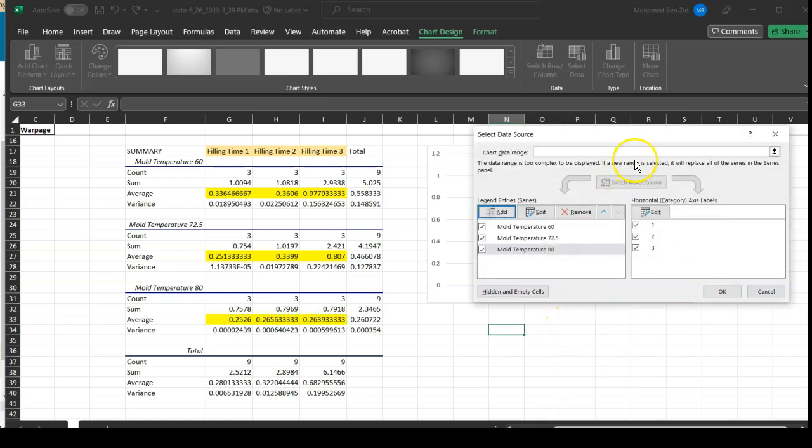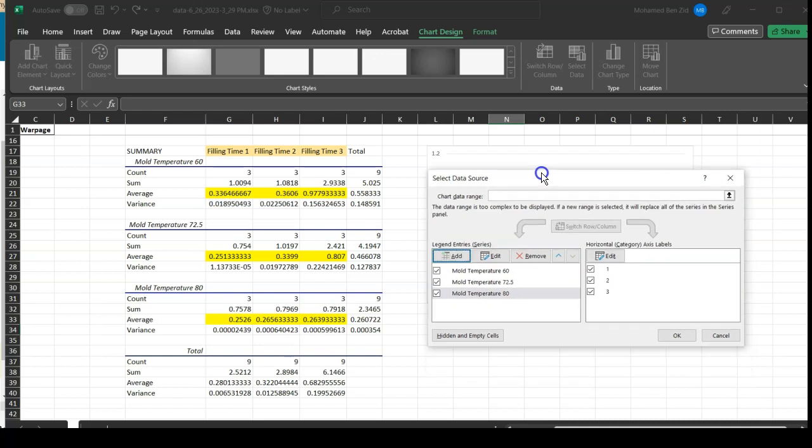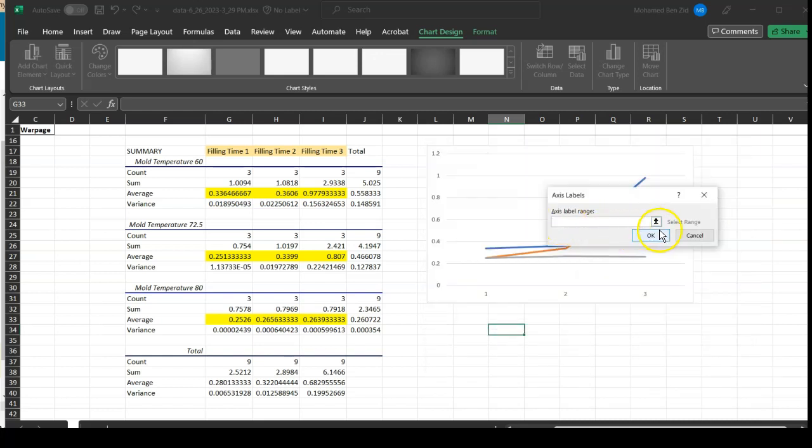Now if you notice here, in this chart there is 1, 2, 3 here. I don't want 1, 2, 3, I want the filling times. So I'm going to go and edit the axis. This is the axis, and I can select this and then the filling times, right?